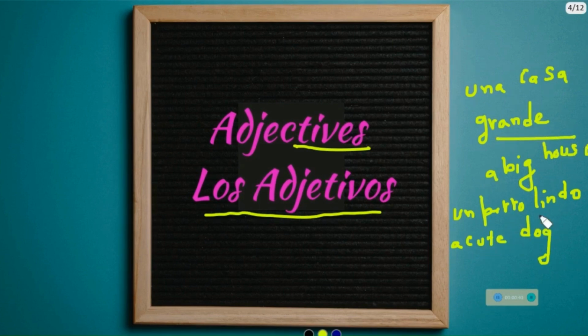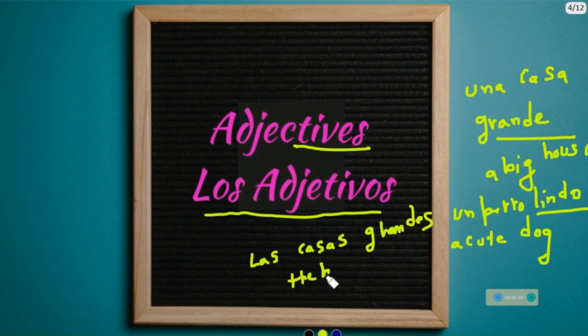Adjectives also agree in gender and number with the noun they modify. For example, las casas grandes. Las casas grandes means the big houses, and los perros lindos means the cute dogs.